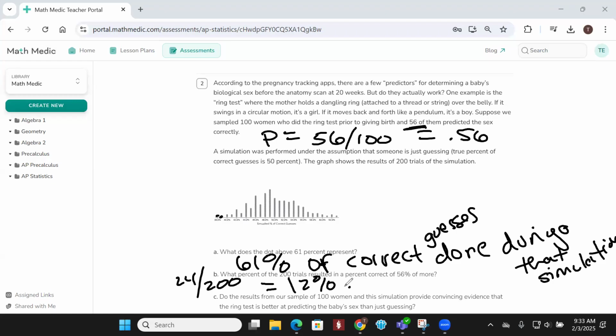Okay, this will help a little bit. Do the results from our sample of 100 women and the simulation provide convincing evidence that the ring test is better at predicting the baby's sex than just guessing? Why? Okay, you don't know why, but you got the right answer. Okay, why?